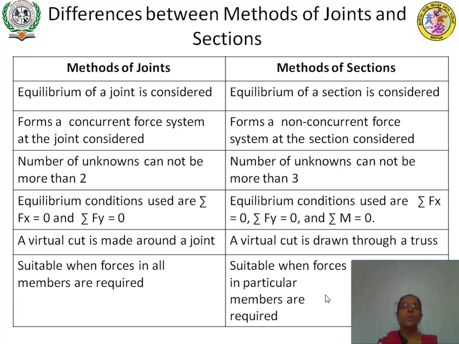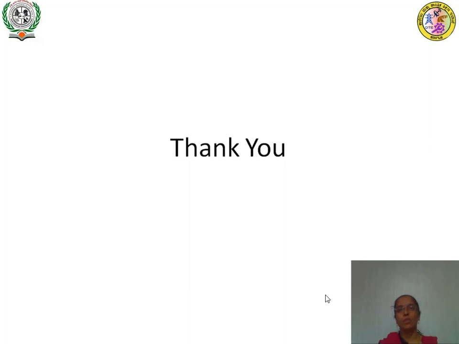So that is for today's session. In today's session, we have learned about the definition of a truss, types of trusses, assumptions made in the analysis of trusses, and different methods of analysis, and the differences between those two methods as well. In the next session, we'll take up numerical examples on method of joints and method of sections, that is how to analyze a given truss using method of joints and method of sections.